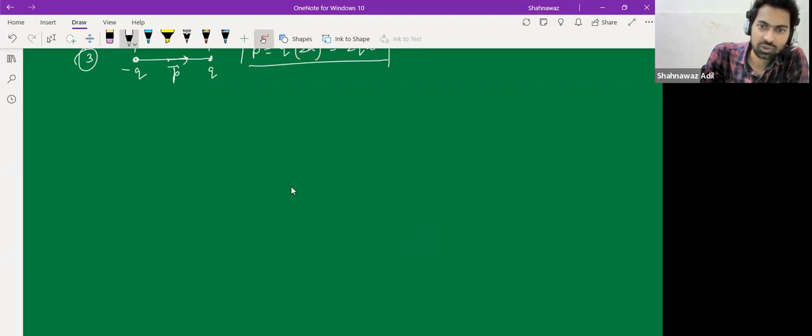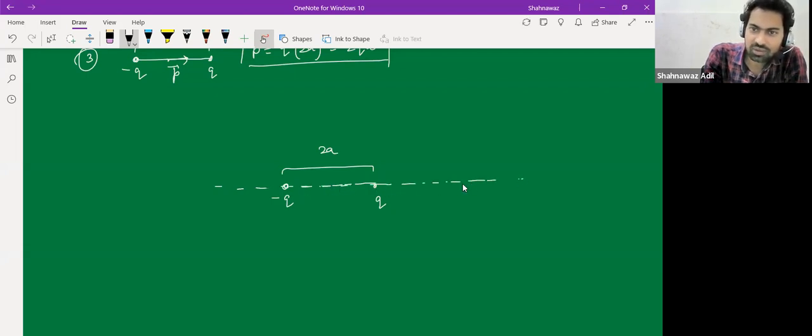So we have this dipole, with this separation 2a, and this is the line of the axis of this dipole. If we want to calculate the electric field at this point, this will be called the axial point.